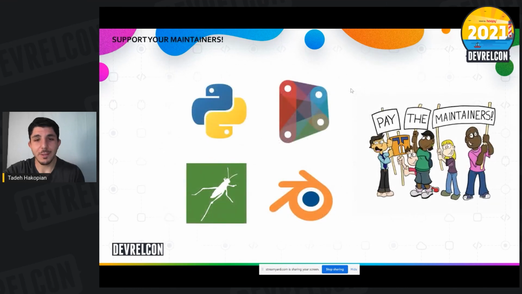And support your maintainers. I could not have done any of this without the open source support from all these different solutions: Dynamo, Grasshopper, Blender, Python. Always support them. Give them some love. Give them some money if you can support them, because they are just doing such a great job helping me and my company do something that brings value to what we create.